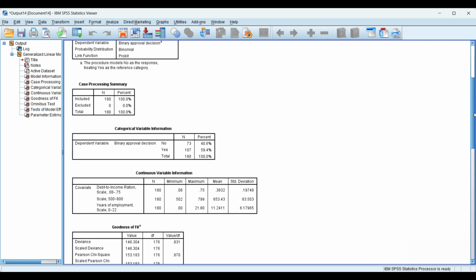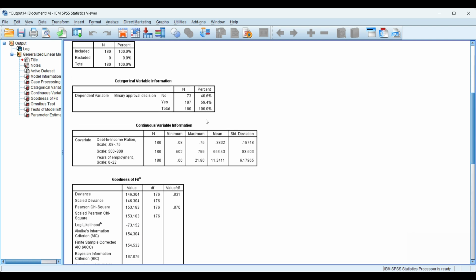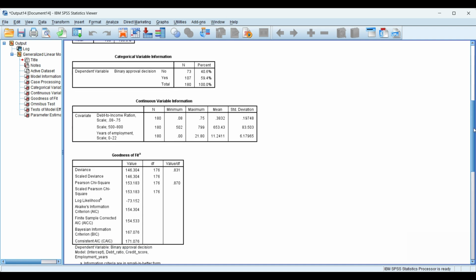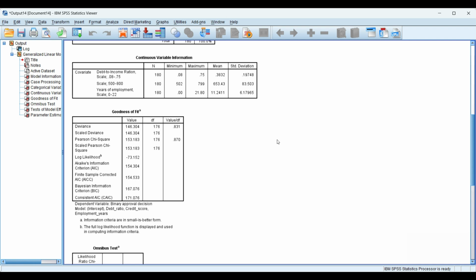As well, we see the next table, continuous variable information, debt to income ratio. There are a total of 180 samples, with minimum, maximum, mean and standard deviation for all independent covariates. Okay, now we come to goodness of fit.